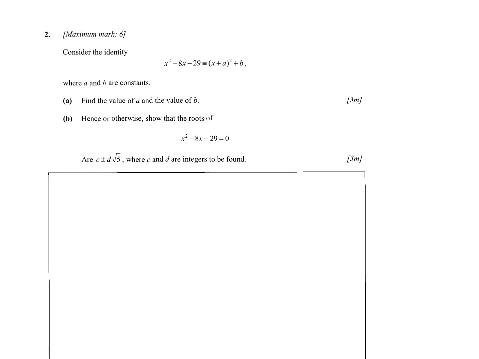For question 2, it says, consider the identity x squared minus 8x minus 29 equals (x plus a) squared plus b. And a and b are constants, and they ask us to find a and b. Well, this is essentially a standard form equation, and this is essentially a vertex form equation.